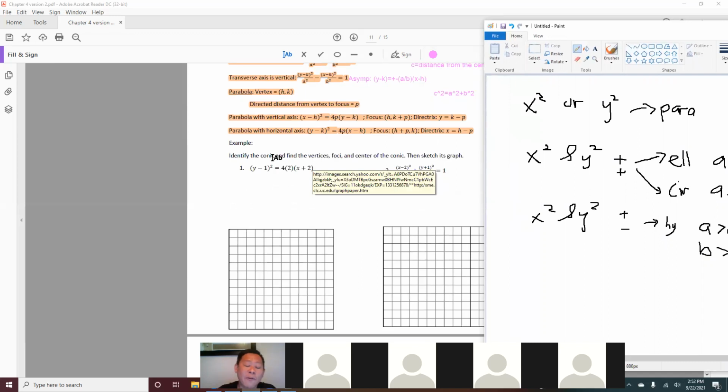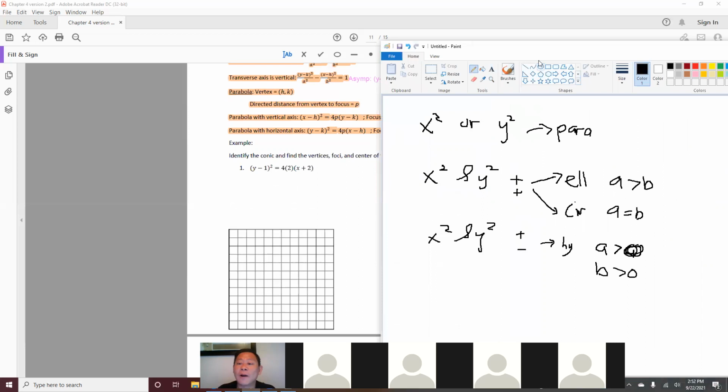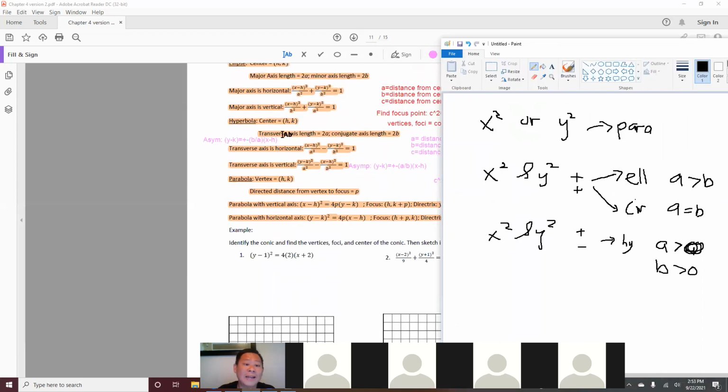But don't forget, every time you give me a parabola, ellipse, or hyperbola, you also need to tell me whether it has a horizontal or a vertical axis. You guys with me here? So in the test, if you tell me this is a parabola, you have to tell me whether the parabola is vertical or horizontal.